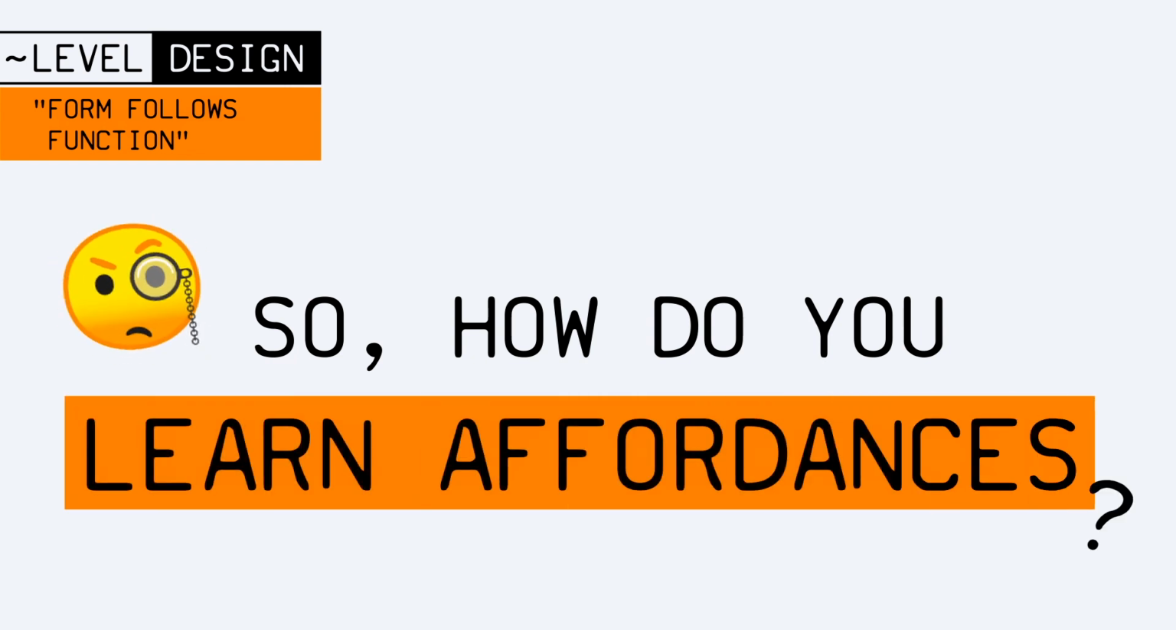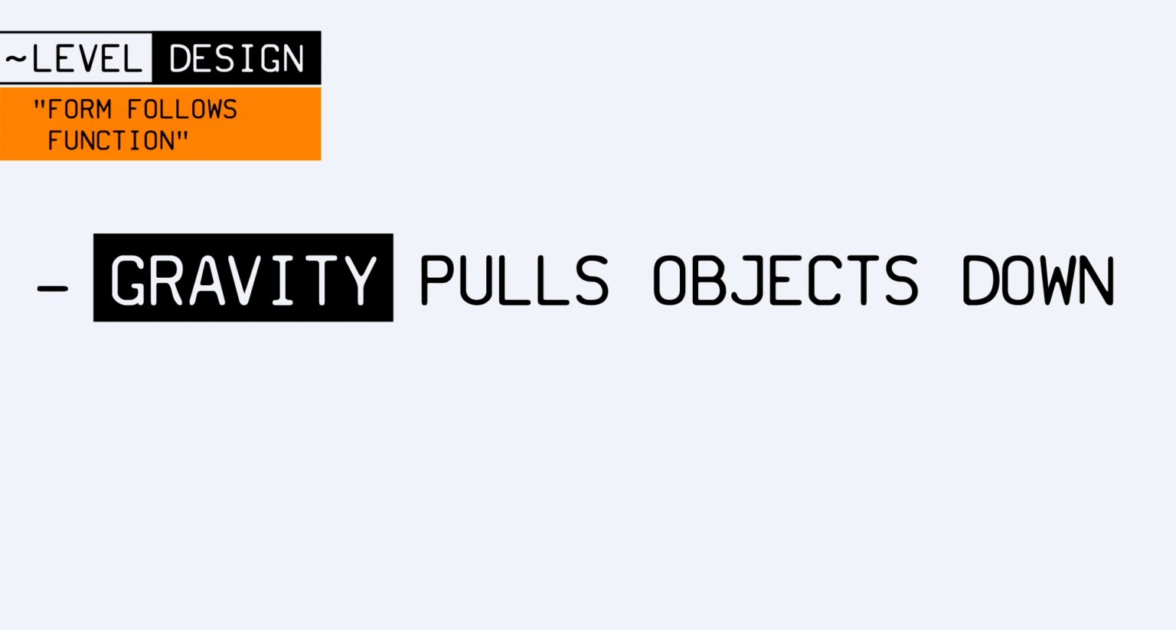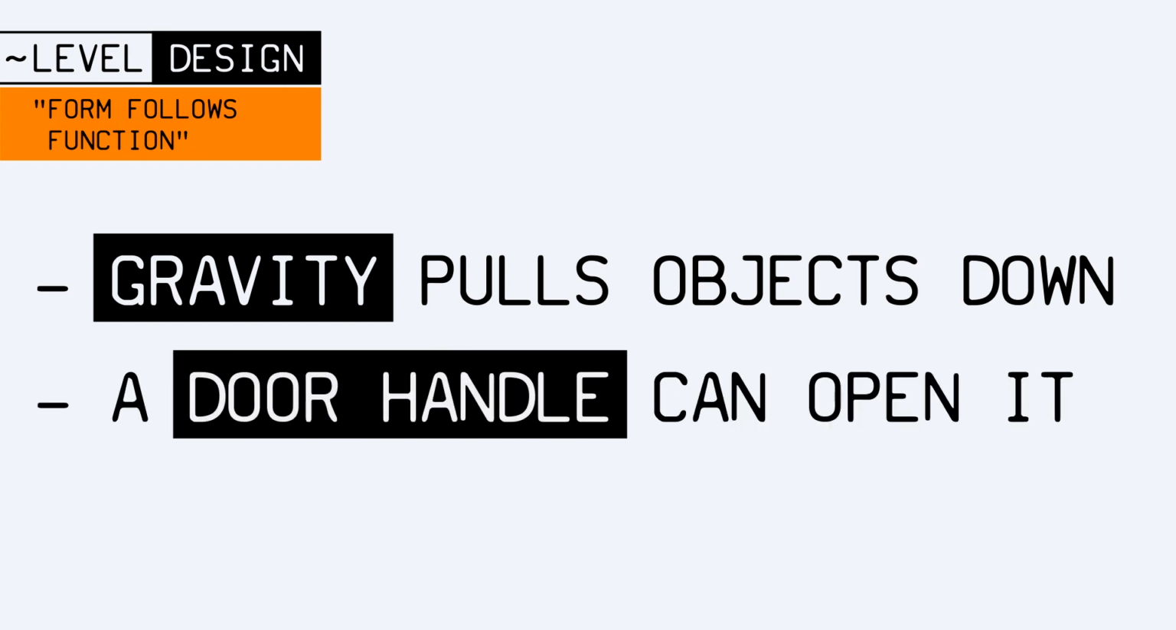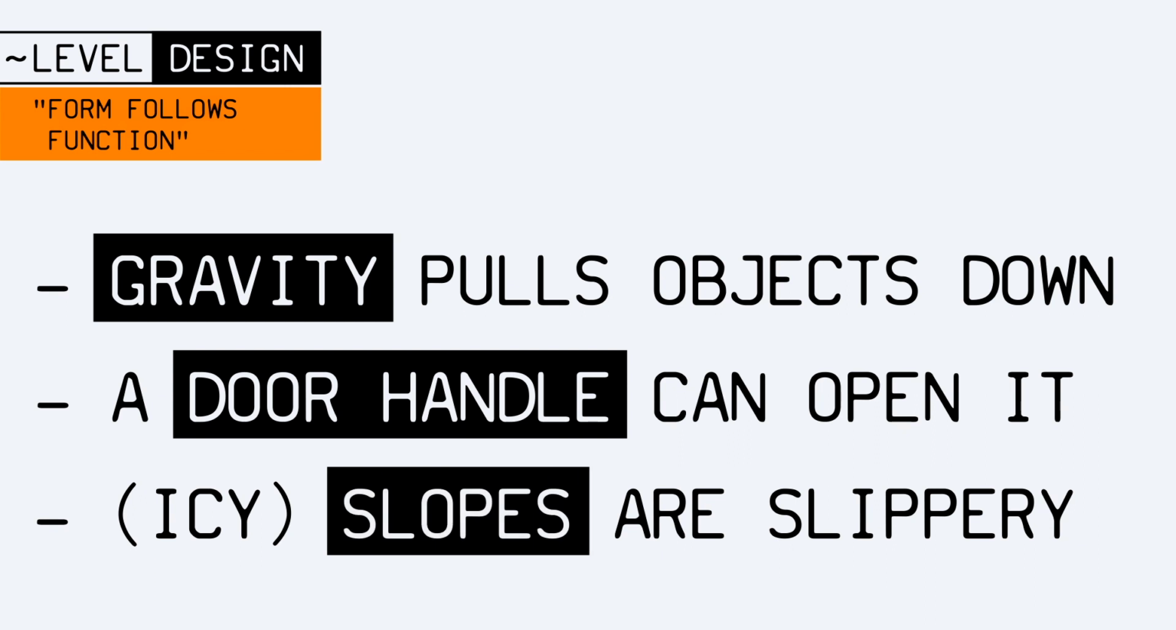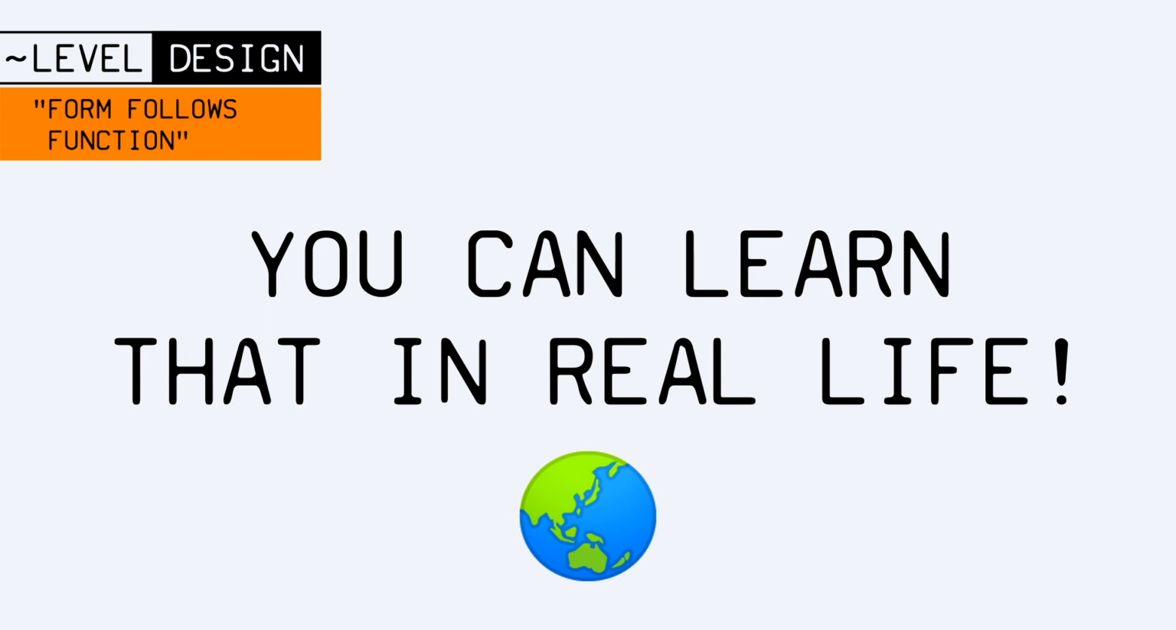Some affordances can be learned in real life. The fact that gravity pulls objects down to the ground, or that a handle on a door allows you to pull it, or that slopes are slippery, and even more so when there's ice on them, all of that is knowledge that you can acquire in your everyday life, because those things do happen in the real world and video games have simply copied them.